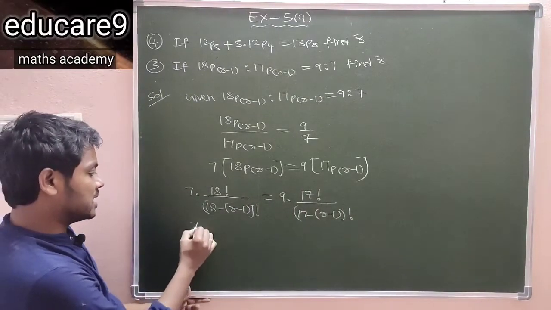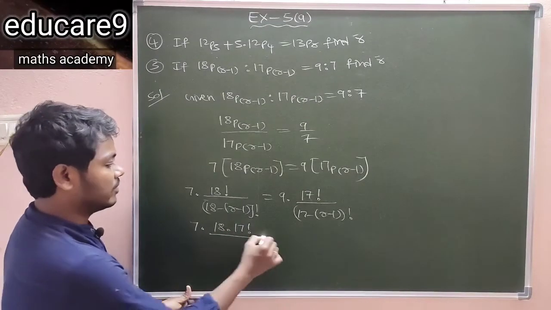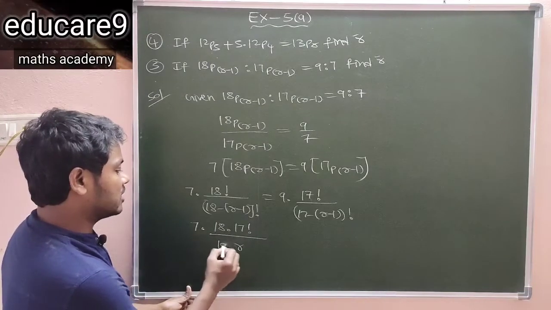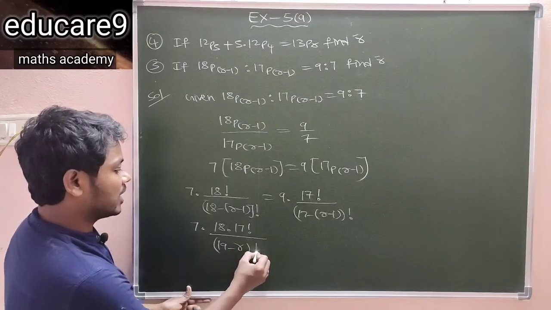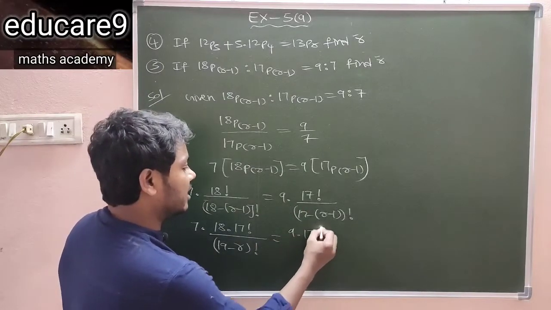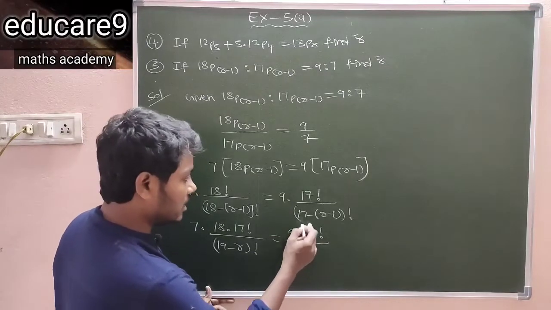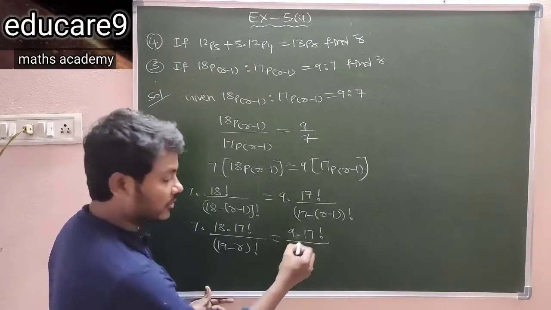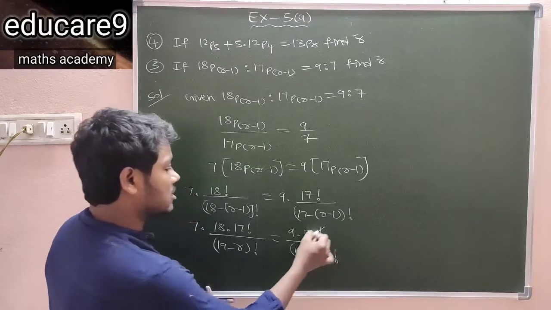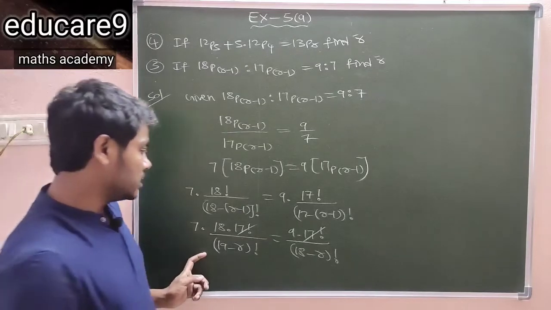So clearly, this is 7 into 18 into 17!. Here 18 plus 1, 19, so (19-r)!. And here 9 into 17!, 17 minus (r-1), you will get 18, so (18-r)!. So on both sides 17! gets cancelled. So how to write this one? See here.